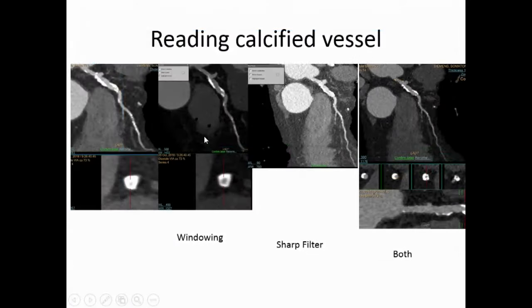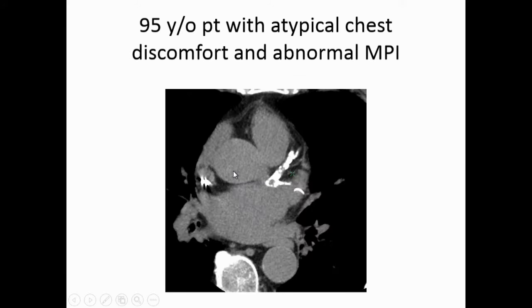First thing you do is adjust the window, basically widen the window so you can get rid of some of the blooming artifact, or you can use a sharp filter, which eliminates some of the blooming, or you do a combination of both. You agree that this is a little bit easier to read than this one. So first, we need to learn how to read the calcified vessel.